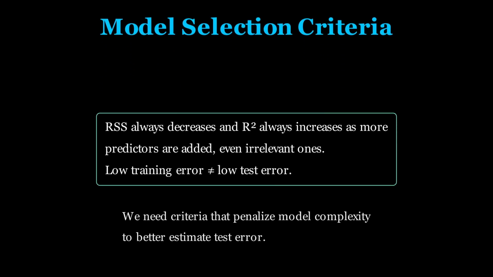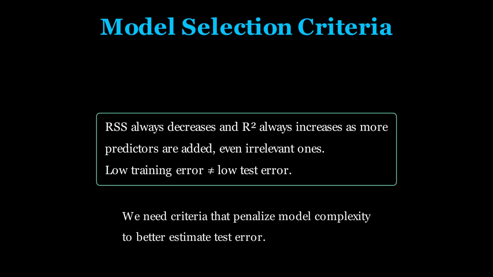Now that we know how to generate candidate models, we need a principled way to choose among them. That is what model selection criteria are for. As we saw from the earlier examples, to determine the best model from subset selection, we used criteria beyond RSS and R-squared.